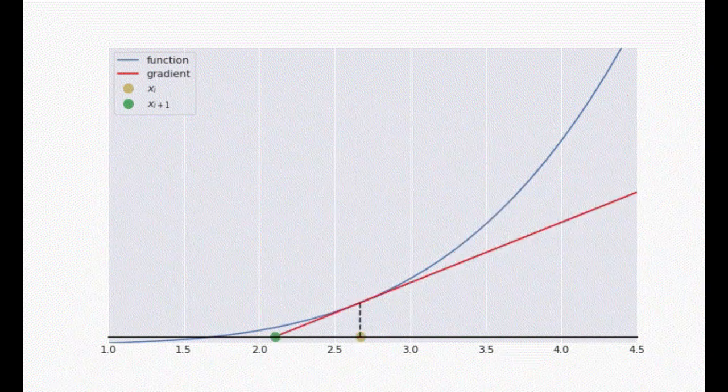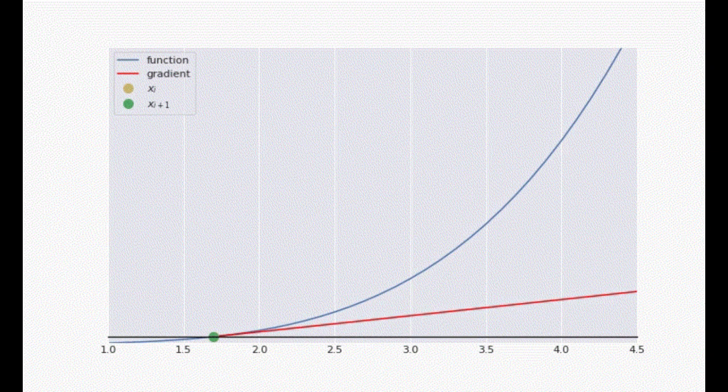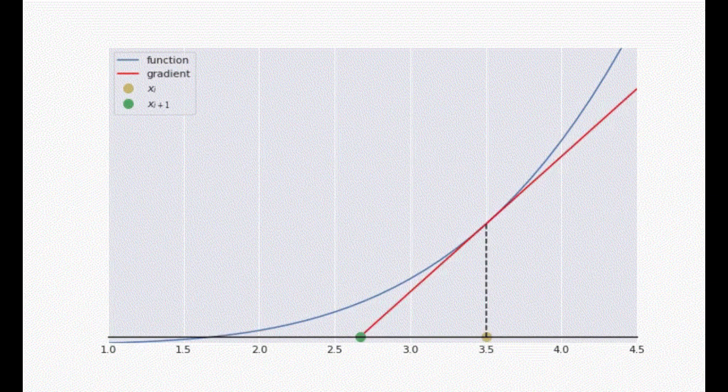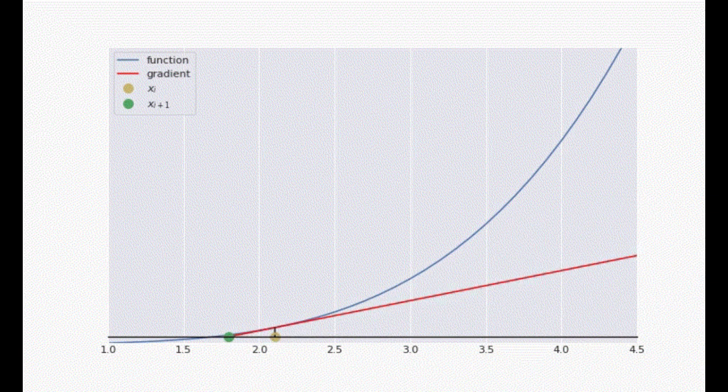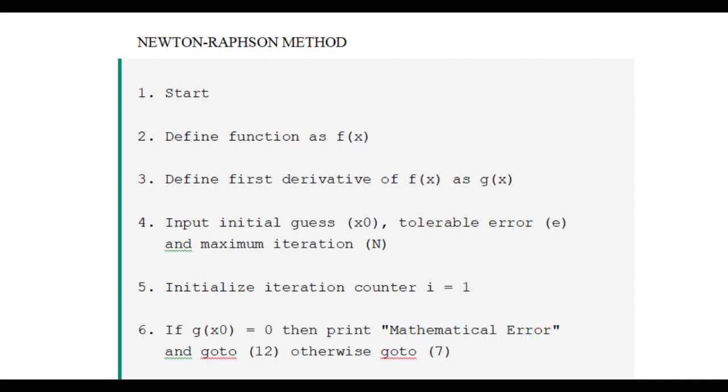The algorithm for the Newton-Raphson method involves repetition of the above process. We use x1 to find x2 and so on until we find the root within the desired accuracy. The algorithm requires the following steps in order to solve any nonlinear equation with the help of computational tools. We start by defining the function as f of x. Then define the first derivative of f of x as g of x.